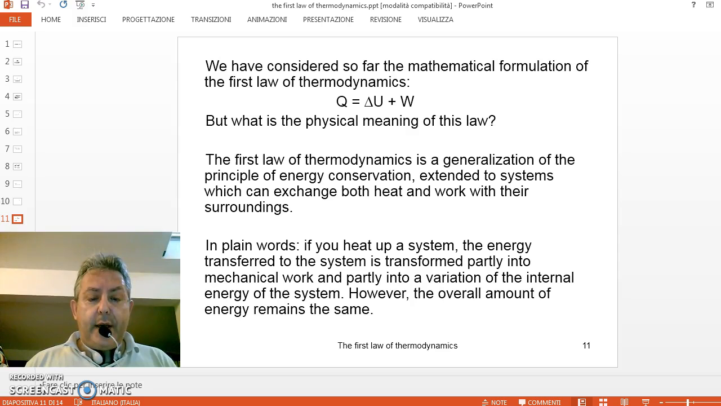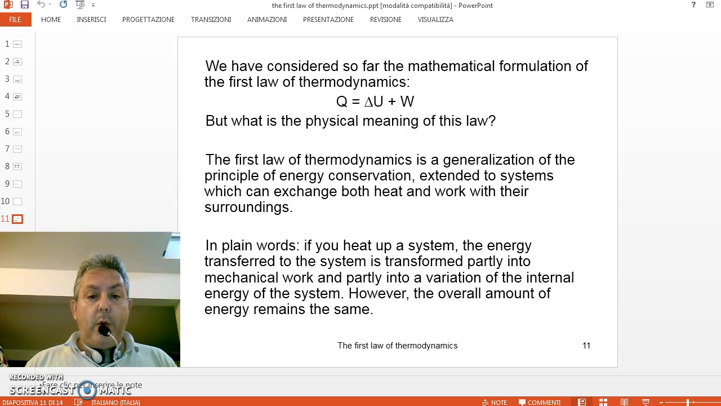We can state it in plain words, saying simply that if you heat up a system, the energy transferred to the system is transformed partly into mechanical work and partly into a variation of the internal energy of the system. But the important thing is that the overall amount of energy remains the same. In other words, and that's the importance of this law, energy can't be destroyed, energy can't be created, energy can only be transformed from one form to another.